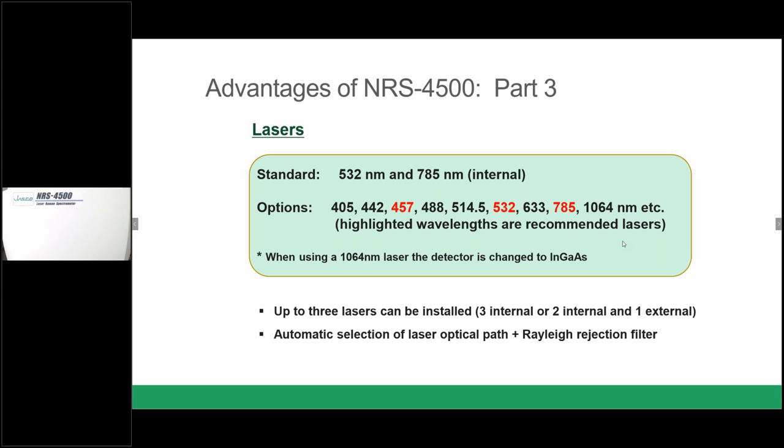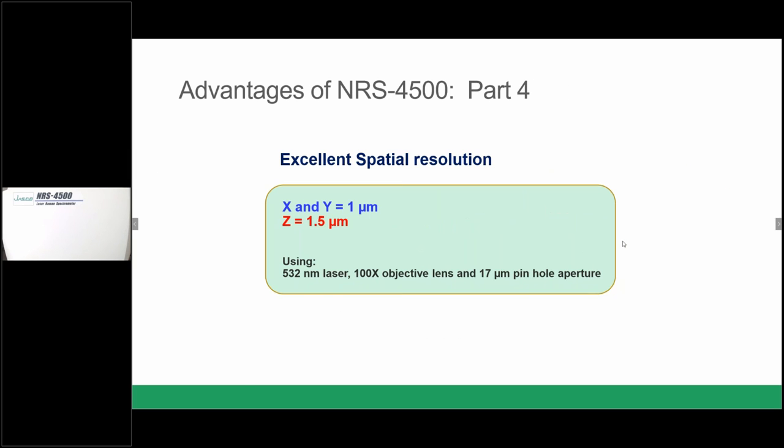The instrument can hold up to three different lasers, and of course we have an automatic selection for the Rayleigh rejection filter. When the laser is changed to a different line, automatically the rejection filter is going to change to the specific laser line. For the spatial resolution, we can see when the 532 laser and 100x objective are used and a pinhole slit of 17 micron is used, this is the spatial resolution that we can have.